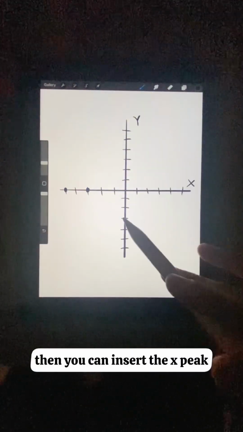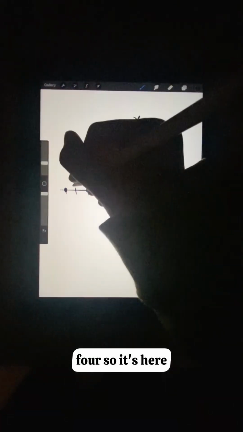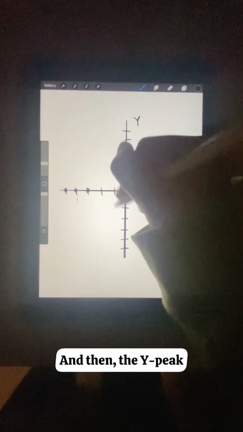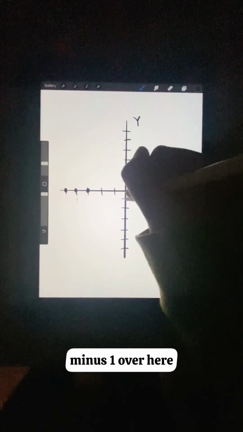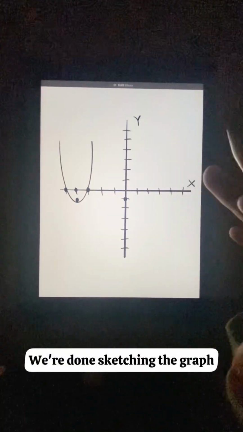So let's put the mark right at the point of minus 3 and minus 5. There you go. And then you can insert the x peak and y peak. Remember the x peak? It was minus 4. So it's here. And then the y peak is minus 1 over here. And from here you can already sketch down the graph. Here is what it will look like. Ta-da! We're done sketching the graph.